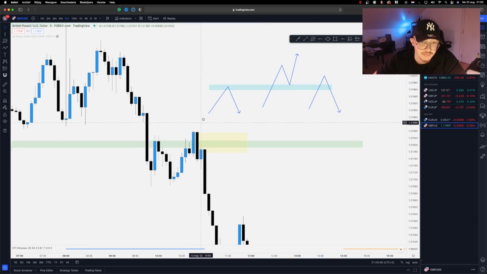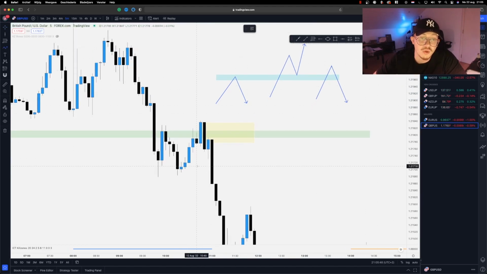Overlap, fake out, Judas swing, whatever you want to call it. That's what happened here. So price wanted to set you on the wrong foot, as you can see. It wanted to tell you, oh, we broke this resistance area, so we're going long. Nuh-uh. It just created an overlap. It just created a Judas swing right here, and it goes back down lower.